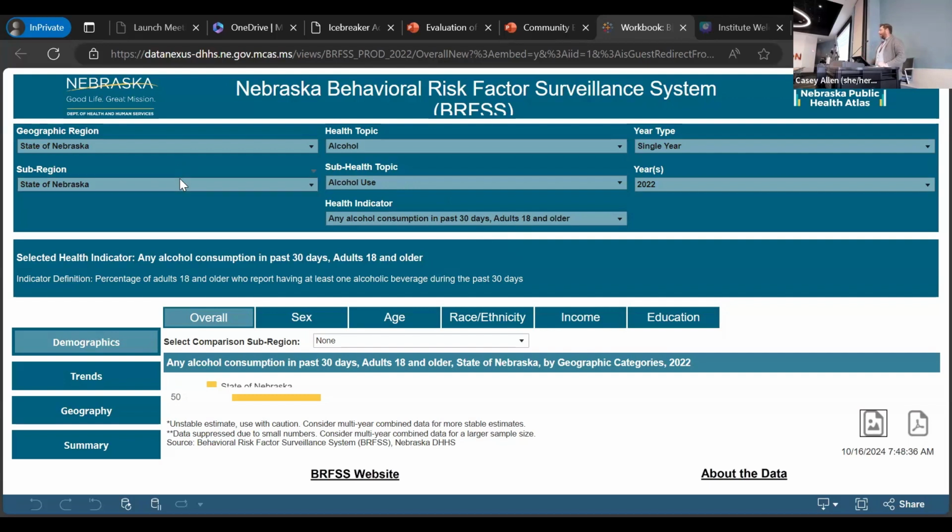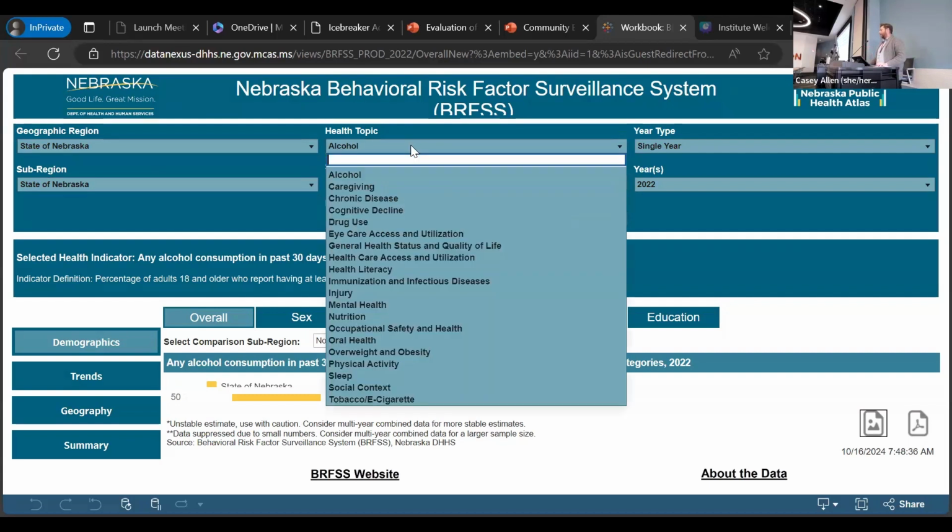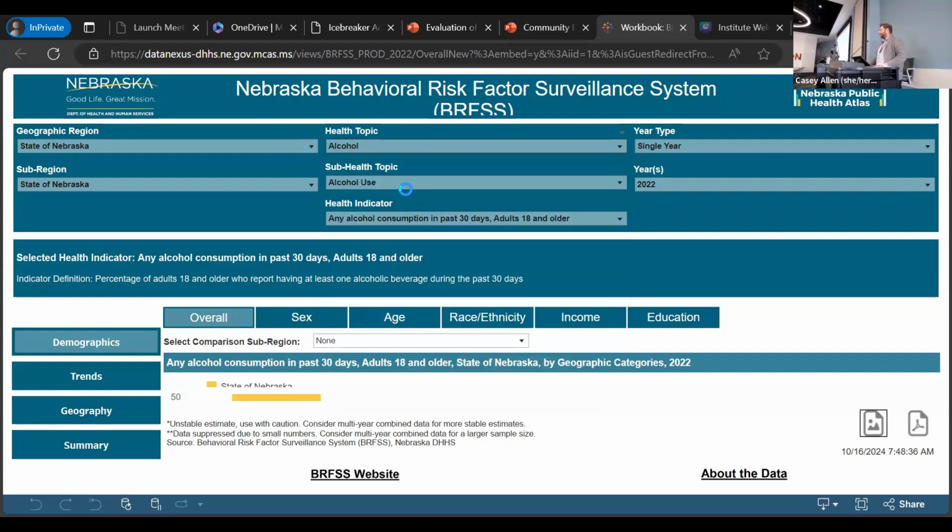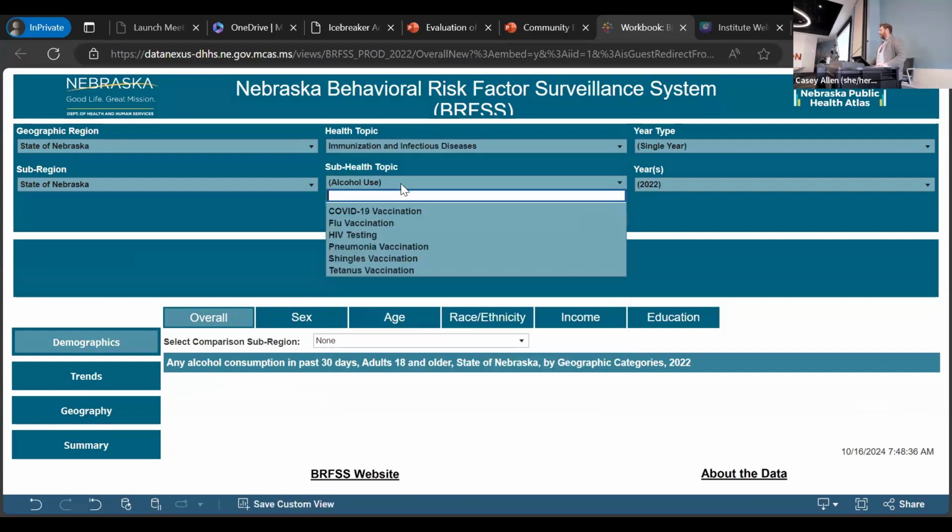With 7 simple drop-down menus, you're going to be able to access the full power of the BRFSS in Nebraska. We're going to leave the state of Nebraska as our geographic region. We're not interested in any subregions. I'm going to show you the totality of Nebraska. The health topic that we're interested in is immunization and infectious disease. We are going to see a whole bunch of immunization and infectious disease information for BRFSS.